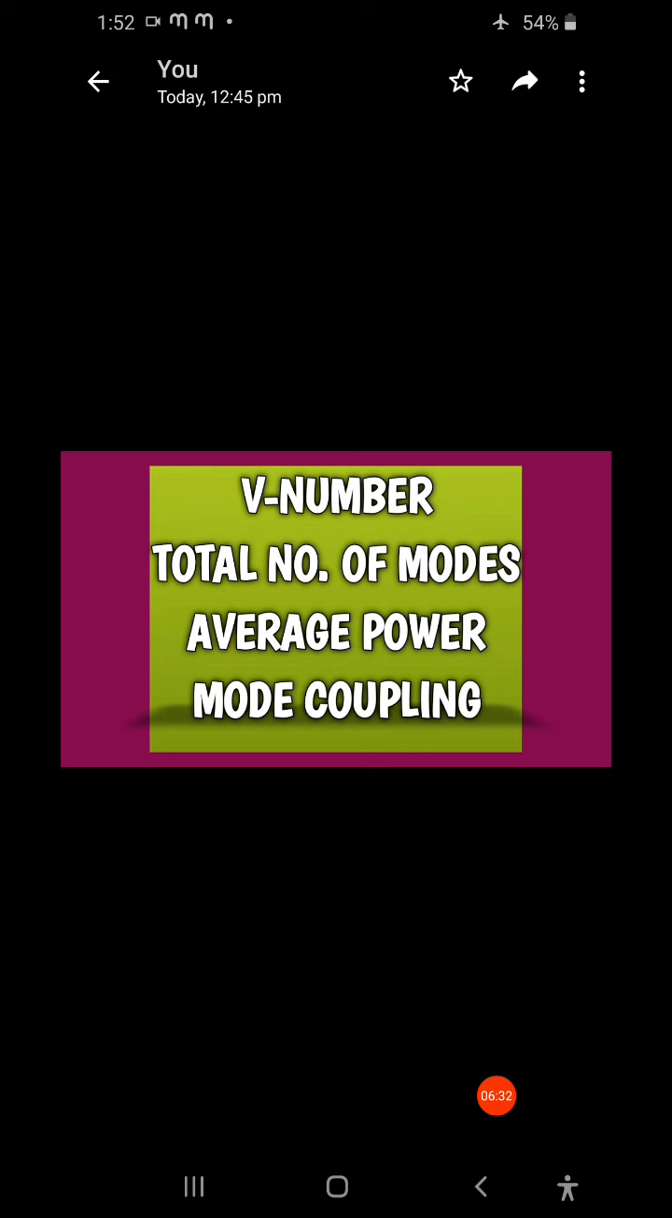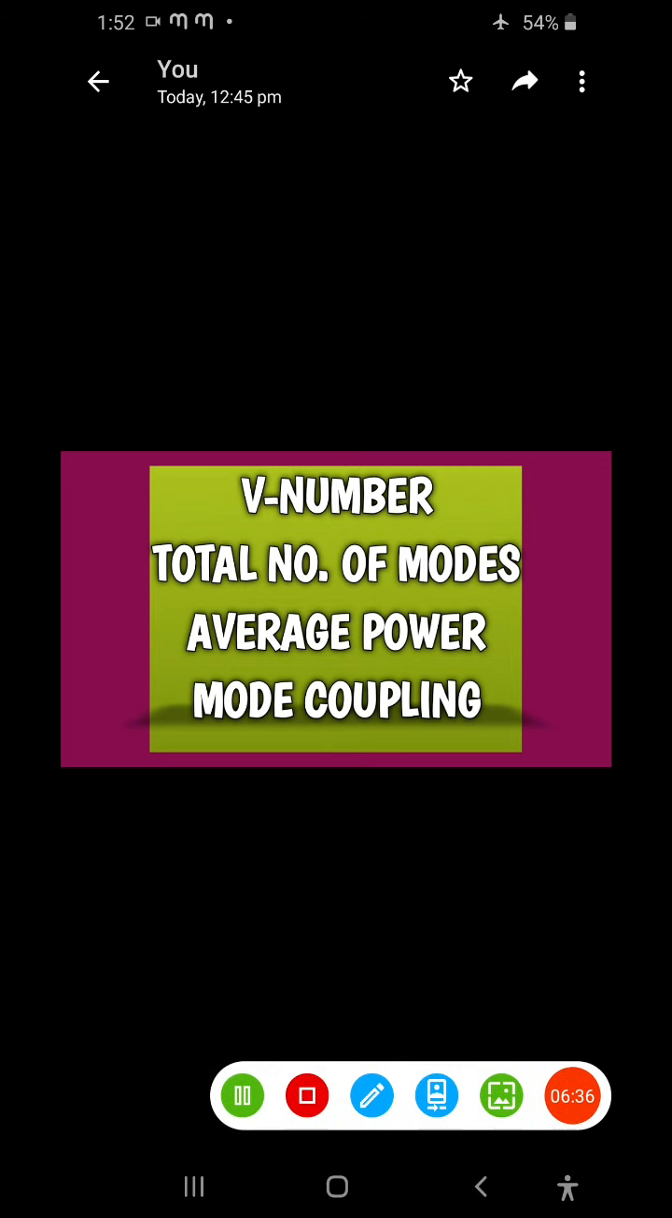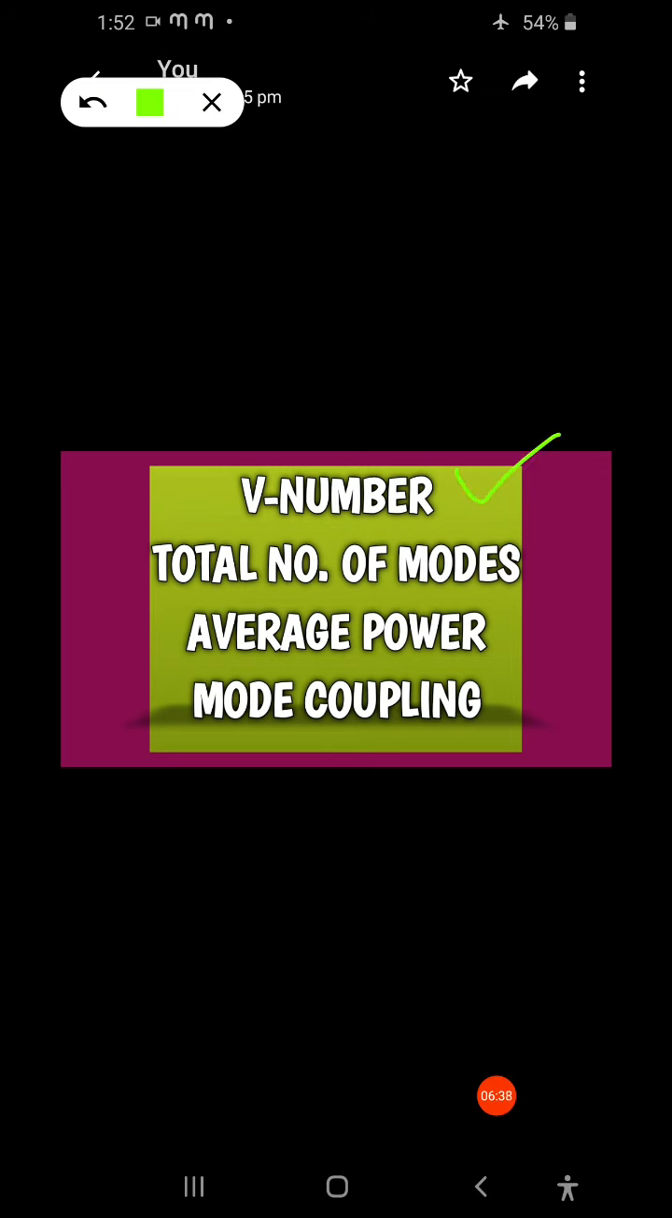Next one, total number of modes. The total number of modes can also be expressed in terms of capital V, that is M equal to V square by 2. Next, average power. It is the ratio of power in the cladding to the optical power in the fiber, which can also be expressed in terms of total number of modes, that is 4 by 3 root M. So that is the average power.